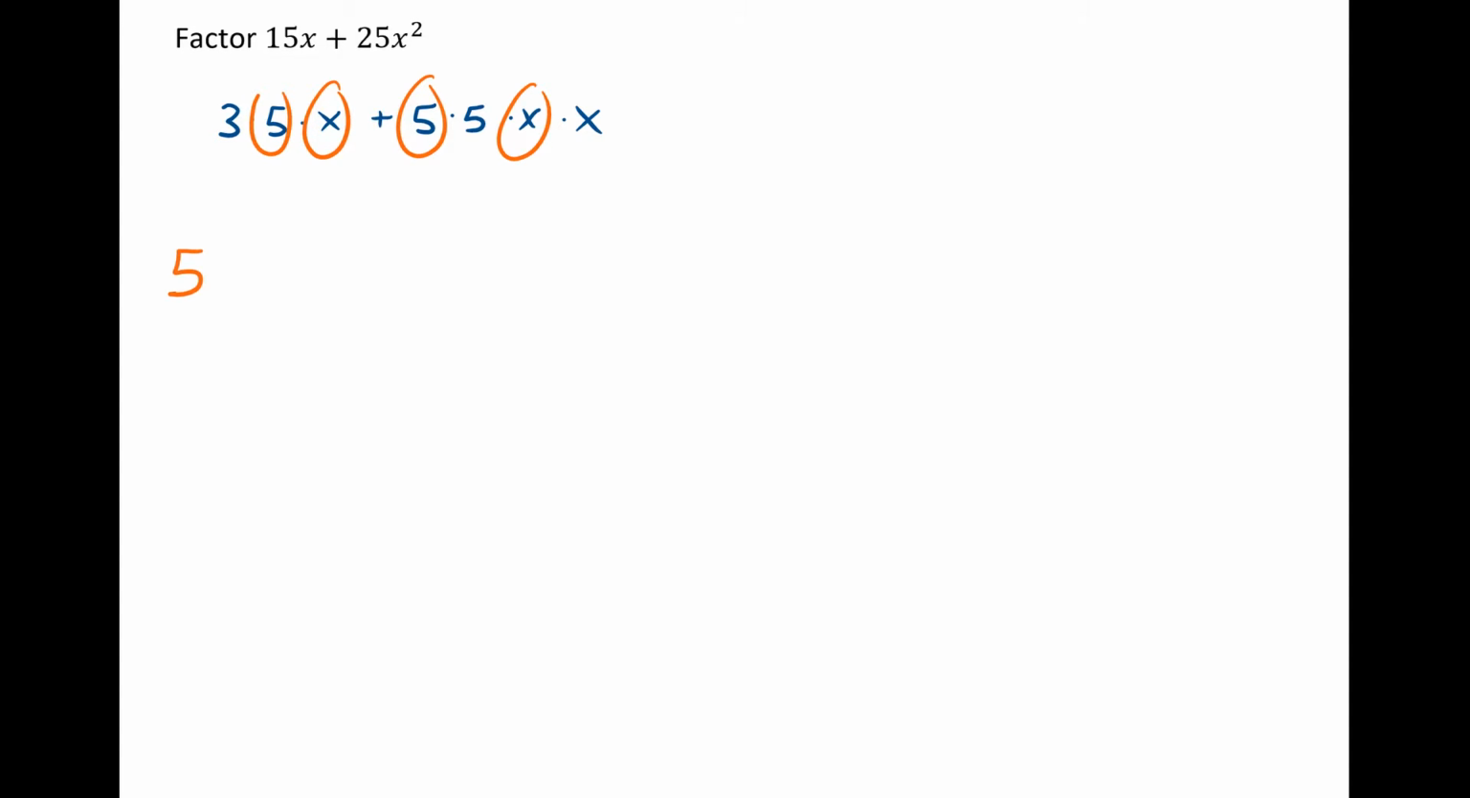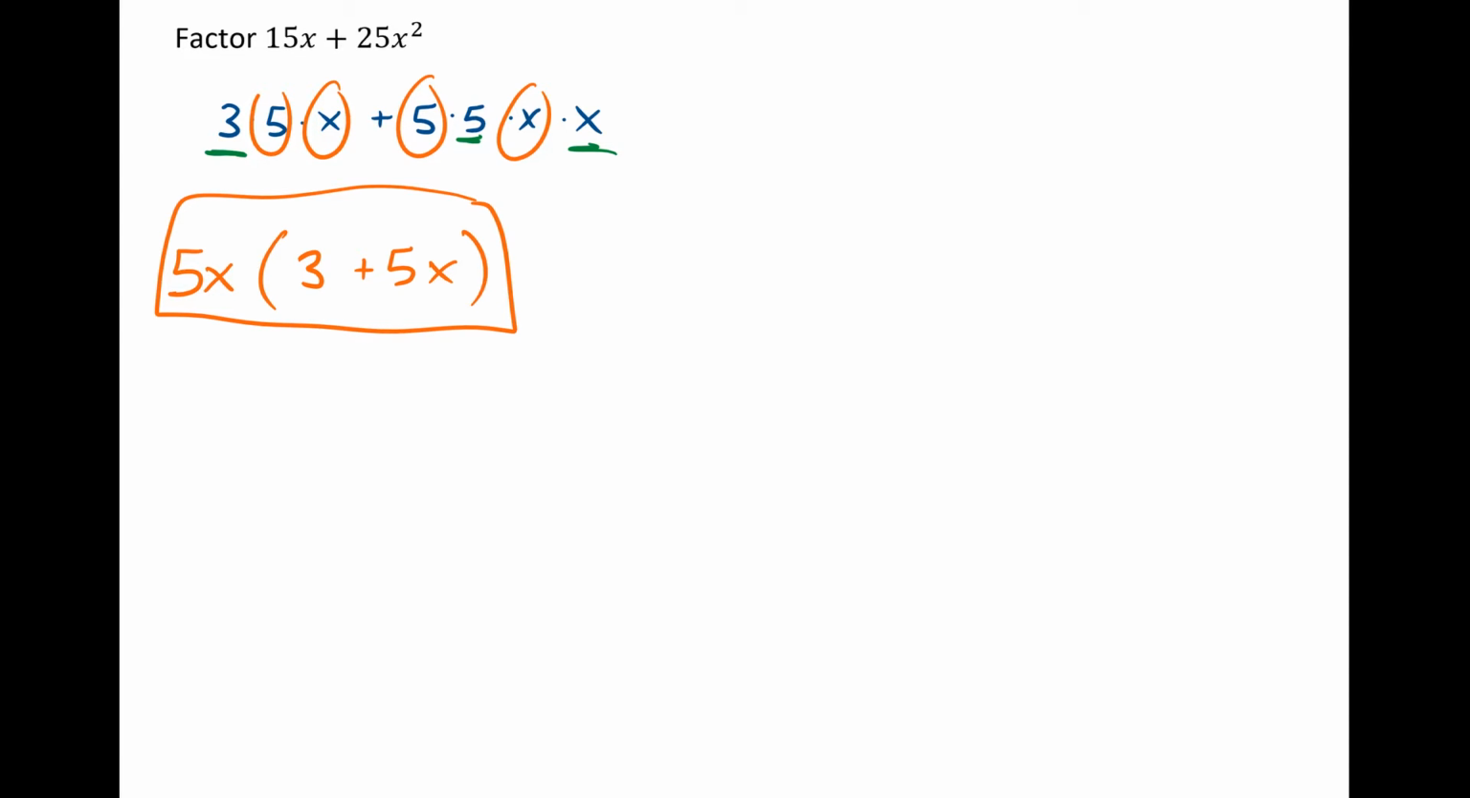So I can factor out a 5 times x, and what am I left with? I'm left with a 3 right there, and then a 5 and an x over here. So I've got 3 plus 5x left over. So I was able to factor out a 5x, and I'm left with a 3 plus 5x, and there's my factorization. If I go backwards, do I get the same thing? 5x times 3, 15x, plus 5x times 5x, that's 25x squared. Sweet. So I'm correct, because when I went backwards, I returned to where I started.